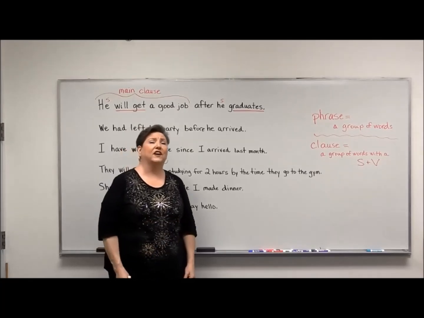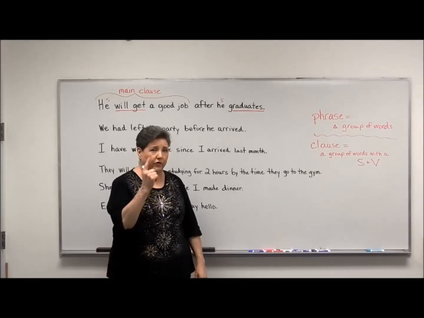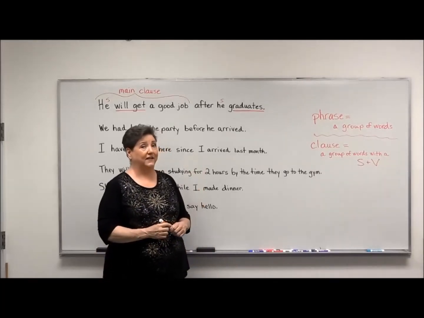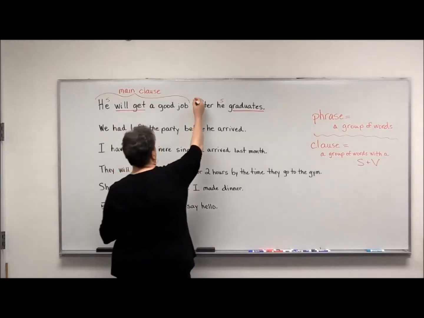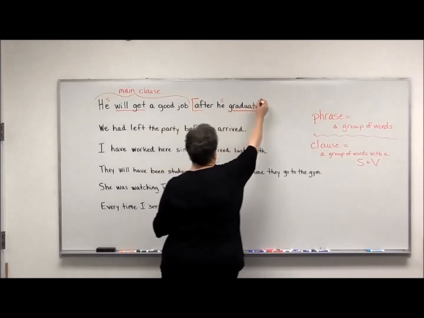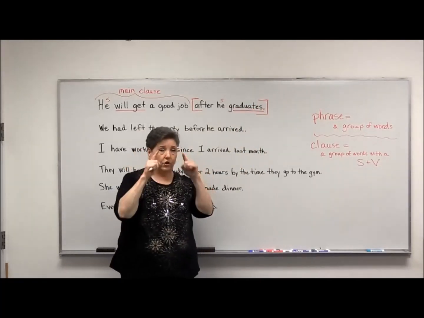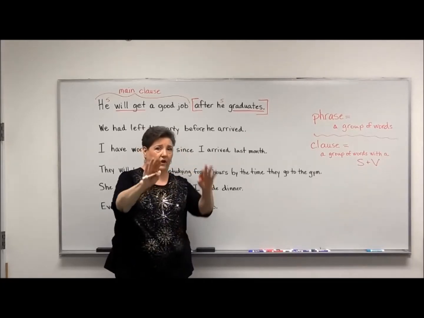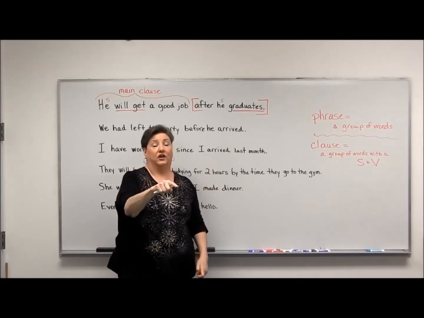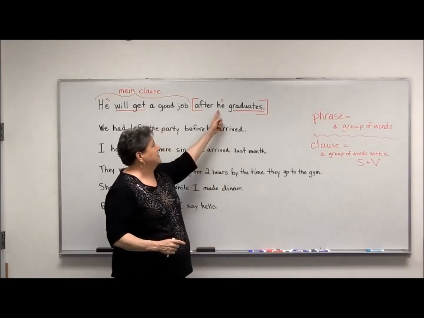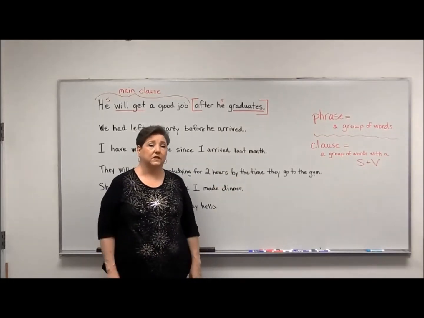We have lots of different kinds of clauses in the English grammar, but the most important one for you to learn first is this kind. So when I mark a clause, I do it this way. Because the brackets show me that's not a phrase. Phrases we do like this. But the brackets tell me that's a clause. Why? Because it has its own subject and verb. A clause is a group of words that has its own subject and verb.